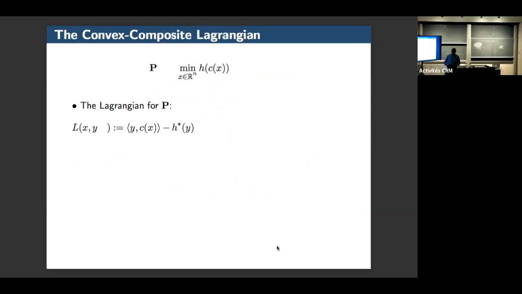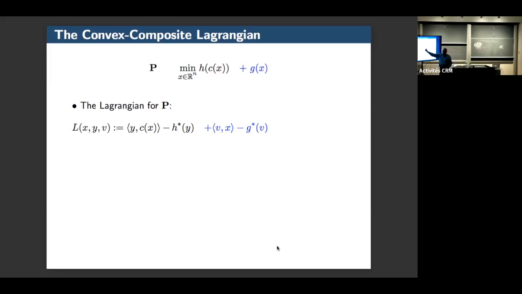Okay, so now we're going to move on to Lagrangian theory. So for this problem, I'm going to define the Lagrangian, and Y will be the Lagrange multipliers: Y transpose C of X minus the conjugate applied to Y. And why is this a natural thing to call the Lagrangian? Well, because these are the things that you take the supremum of in Y to get H.